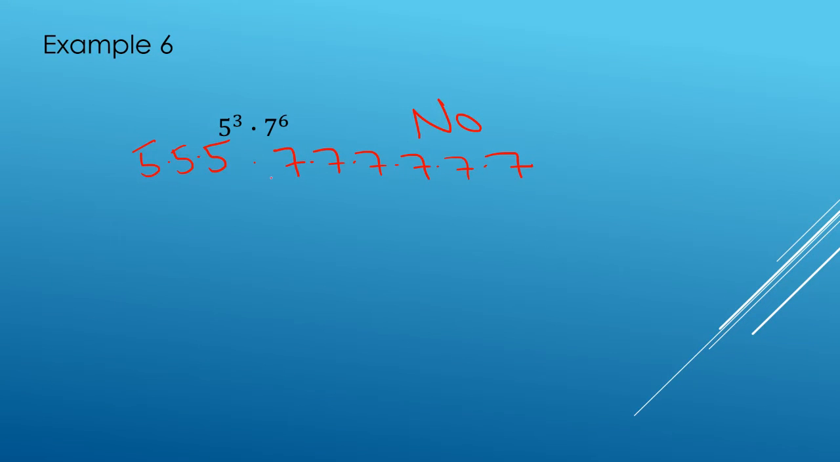So here's my actual math problem. I can't group all these together because these are a different base than these 5s and 7s. Can't mix. So what we could do is figure out what 5 to the third is and multiply it to 7 to the 6th, but we can't combine these into one term. So for our purposes, we're done. There's no real simplifying to do here.